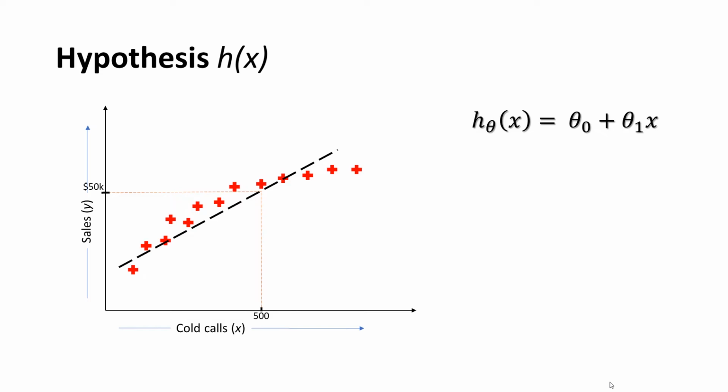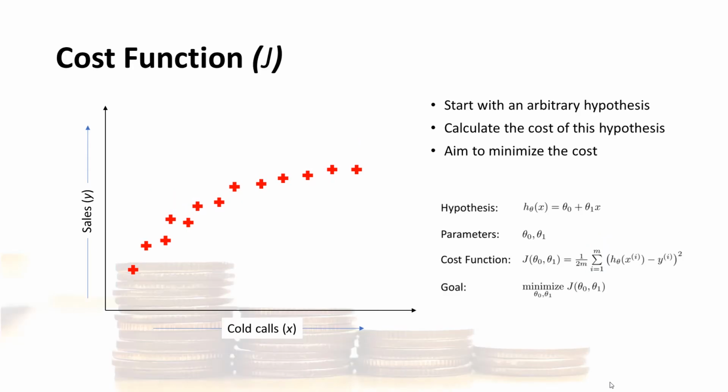Now the main question is how to reach this hypothesis, how to achieve this particular line or this model. Let's try to understand how this line or this model or this hypothesis is achieved in a machine learning process. Again, let's take the same example, and let's say that the machine starts with an arbitrary hypothesis which is totally wrong. As we can see, it's a flat line, so it never changes the amount of sales no matter what the number of cold calls is. So it's definitely a wrong hypothesis generated by the machine.